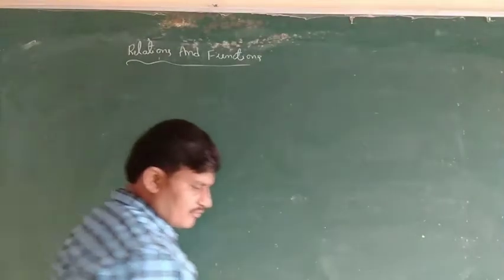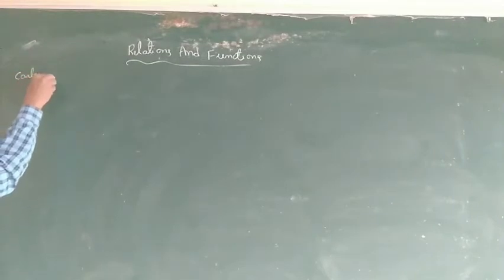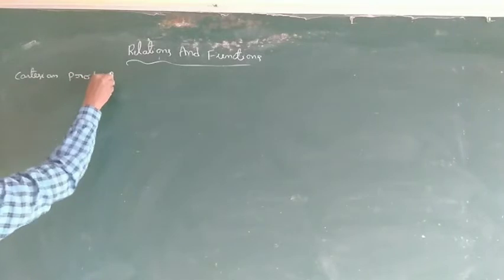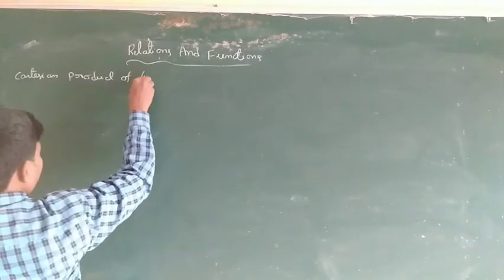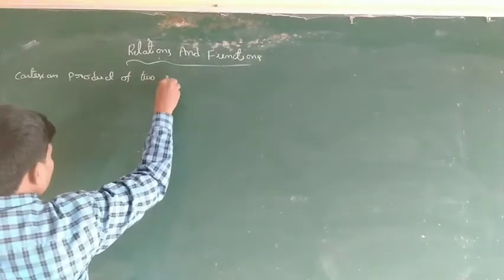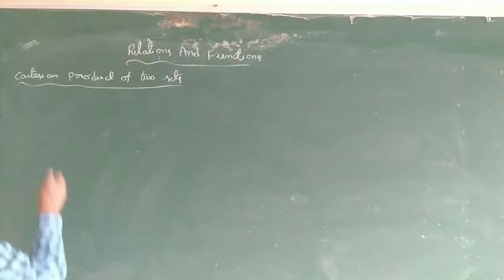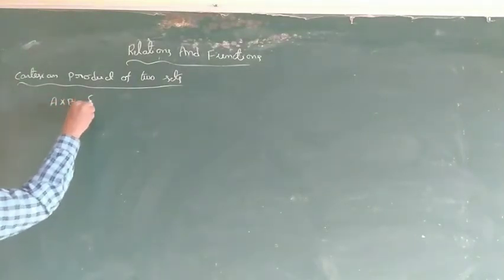Okay, then the first topic is the Cartesian product of two sets. For example, A is a set, B is a set.